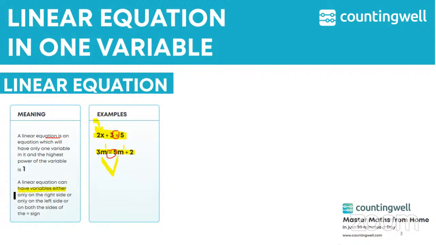It can have variables either only on the right hand side or only on the left hand side or both the sides of the equality sign. So on RHS also we can have a variable, on LHS also we can have, or on both the sides of that equation. So I can write 2x plus 3 equals to 5. So this is also a linear equation because it has a variable with power 1. And this is the highest power.